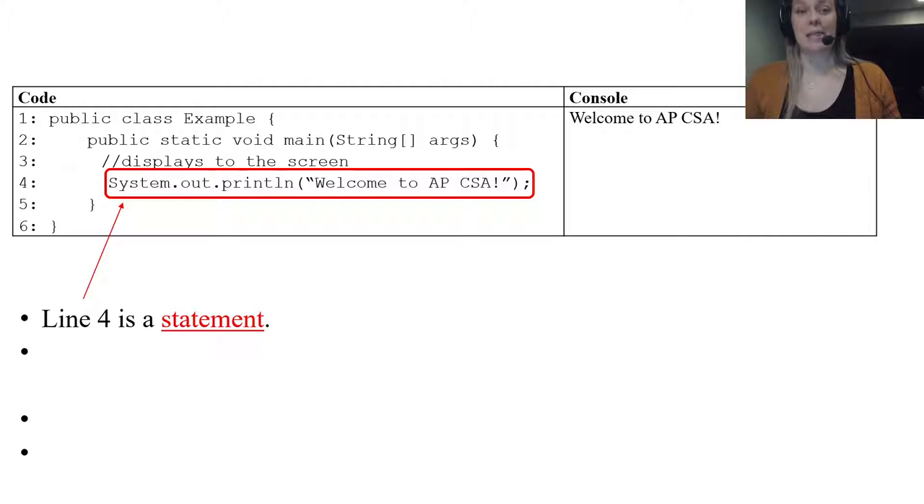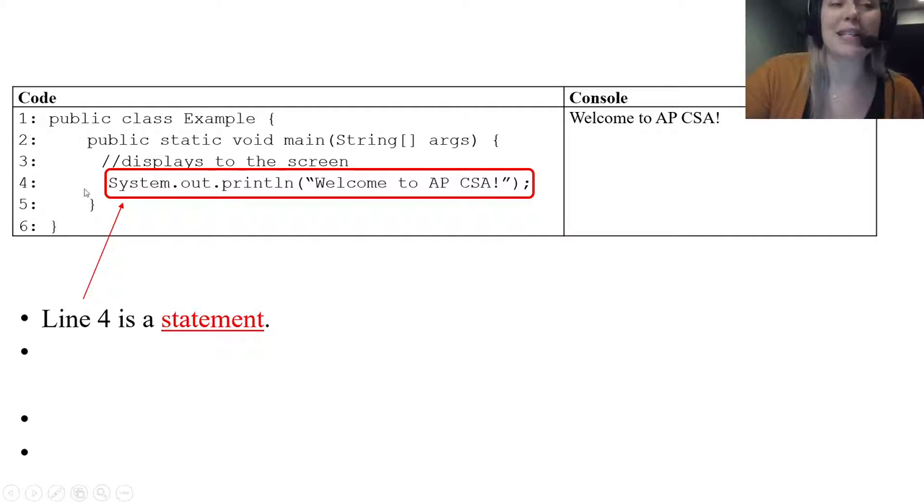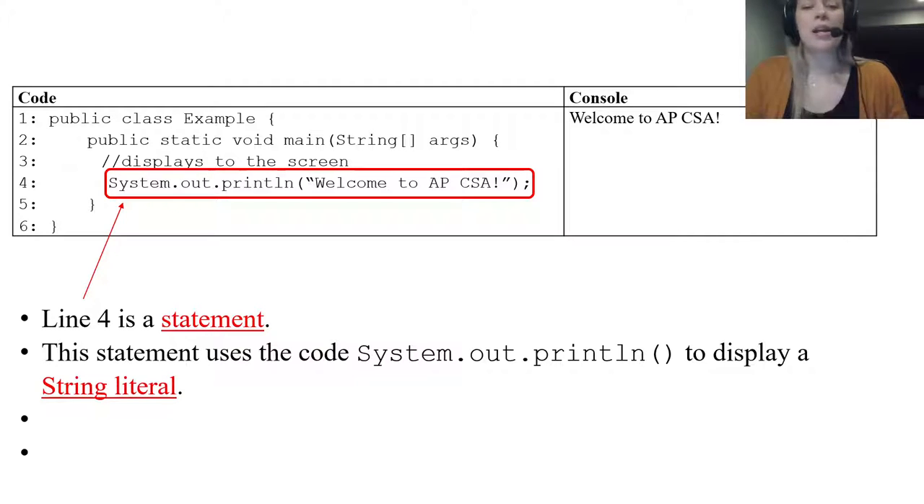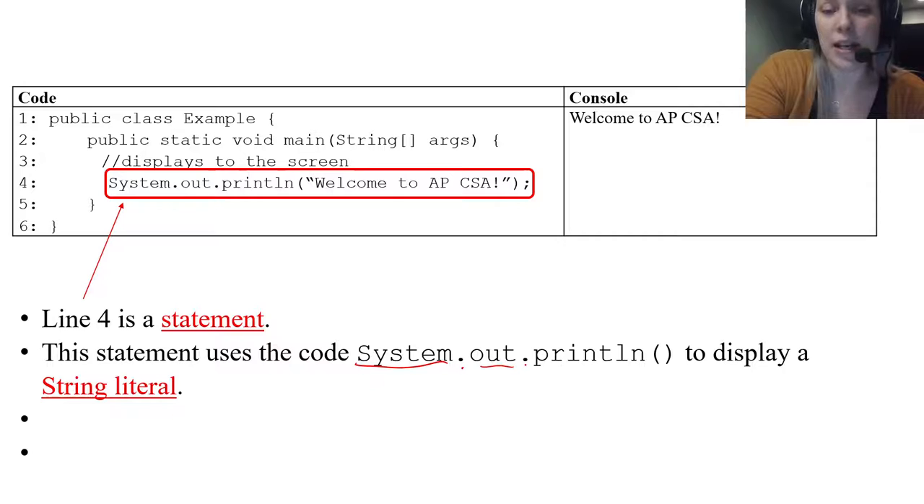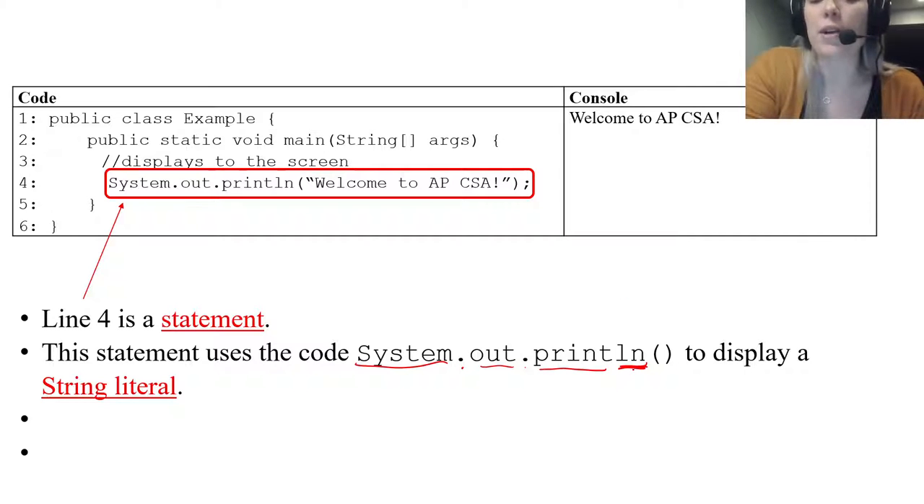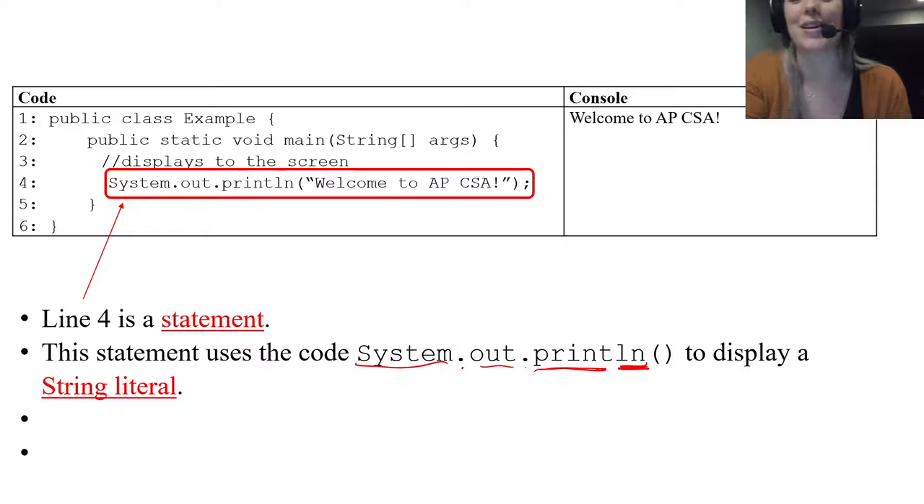Line four is called a statement. You'll notice that also is indented in the main method there, and it does something. Statements do something. This statement uses a specific type of code called System.out.print, and then you see this LN, that's an L and then an N. We pronounce that line, because we actually use this code a lot to print to the console. So this is called System.out.println is how we pronounce that.